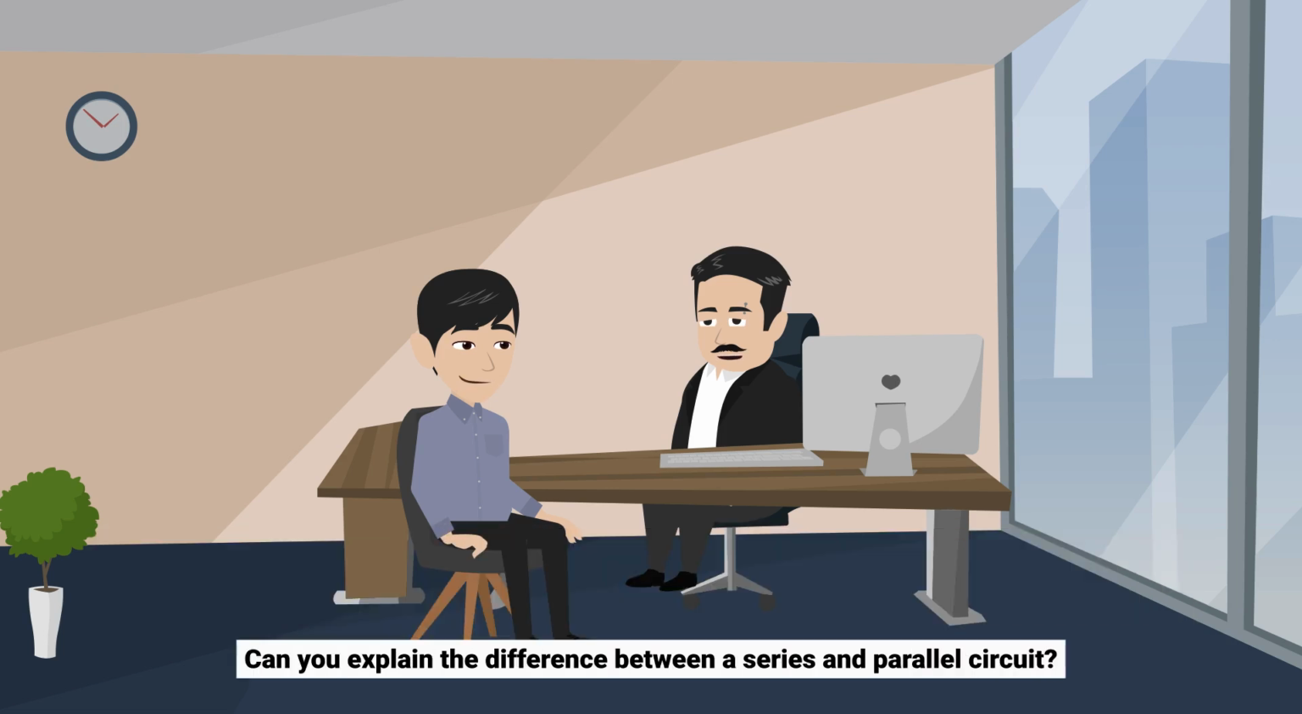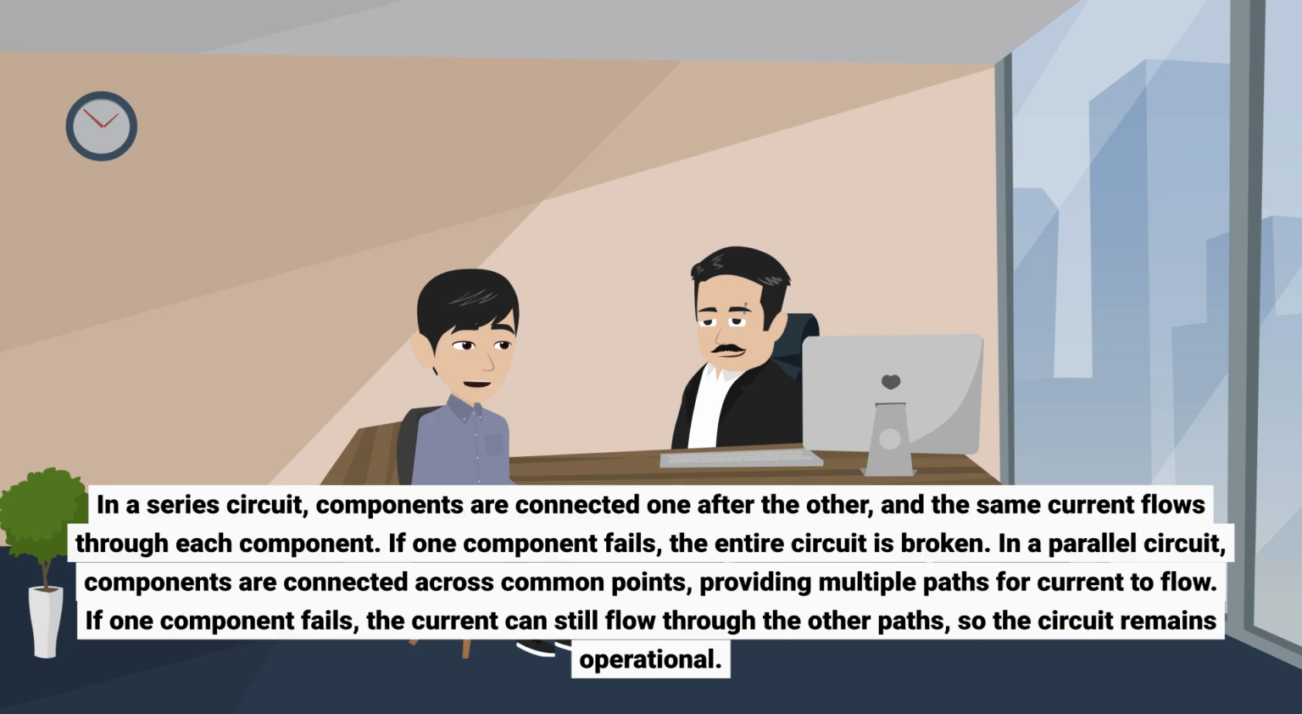Can you explain the difference between a series and parallel circuit? In a series circuit, components are connected one after the other, and the same current flows through each component. If one component fails, the entire circuit is broken. In a parallel circuit, components are connected across common points, providing multiple paths for current to flow. If one component fails, the current can still flow through the other paths, so the circuit remains operational.